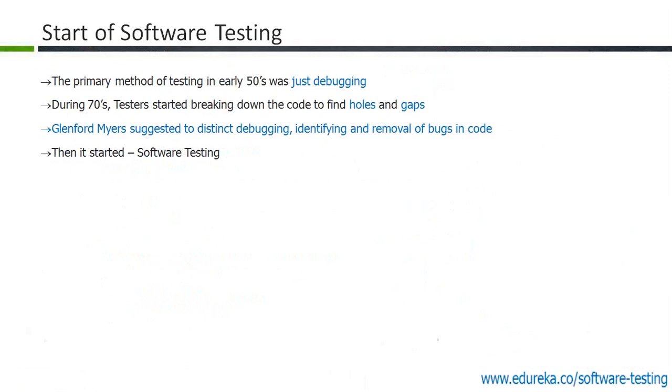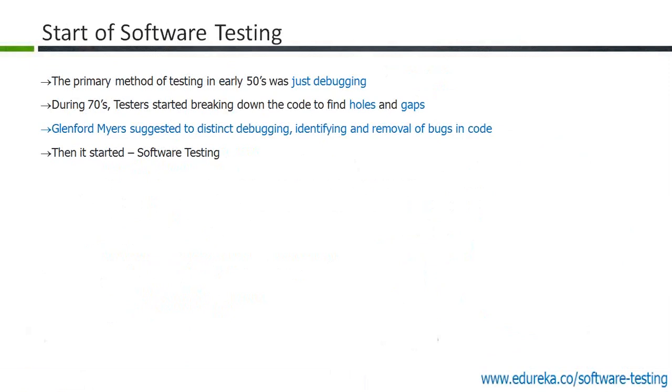So there was one guy, Glenford Myers, who suggested distinguishing debugging, identifying and removing bugs in code. What he said was, why do you want to break down the code and remove all your bugs in code? Rather than that, let's have a team called testers, and let them do all this kind of testing. Why should developers do all this testing? And from there, the word software testing started.